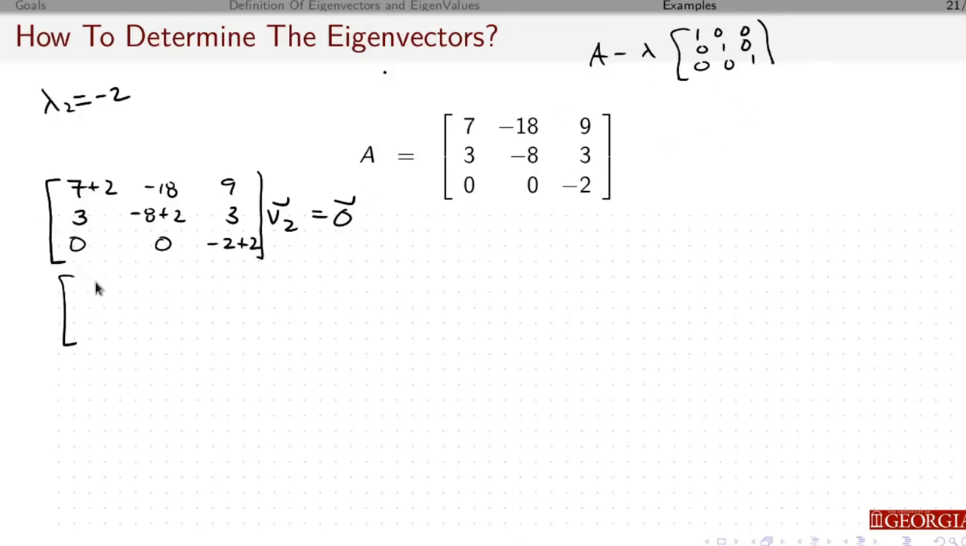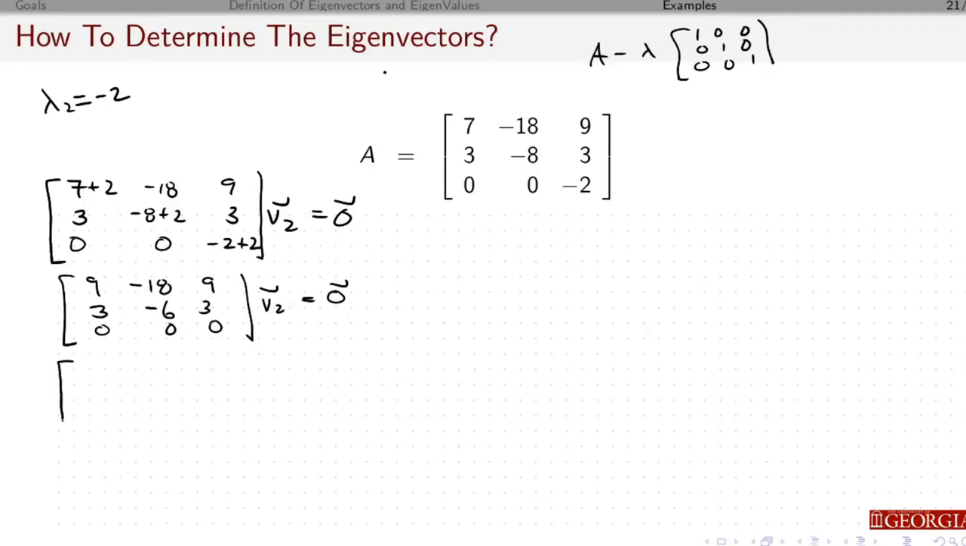Okay, so let's clean this up. 9, minus 18, 9. 3, minus 6, 3. 0, 0, 0. V2 is 0.